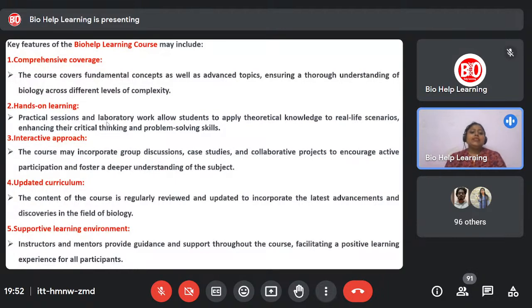Third one is the interactive approach. During the various examples and case studies, they will also guide you with question-answer sessions for a deeper understanding of the subject. Fourth one is the updated curriculum. This BioHealth Learning will help you improve your CV using these kinds of certificates, so that you can shine in the industry easily. If you are an NGS data analyst, you can work as an NGS data analyst also. Fifth one is a supportive learning environment. Here they provide guidance and support throughout the course, facilitating a positive learning experience for all the participants.